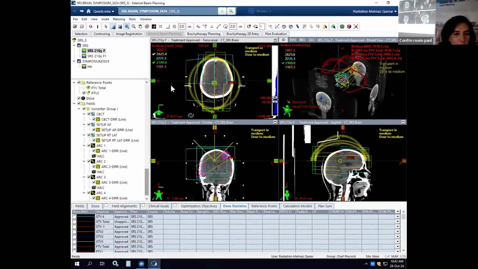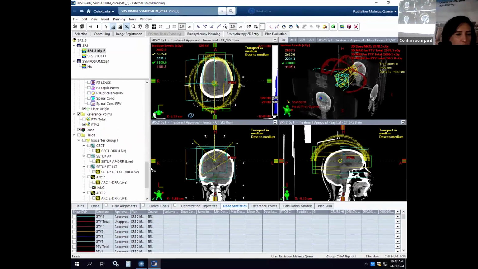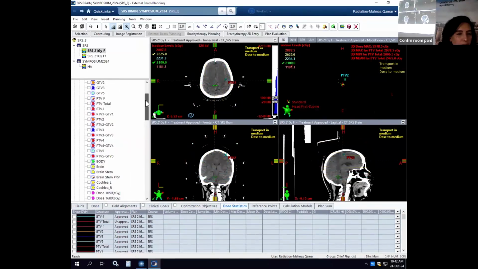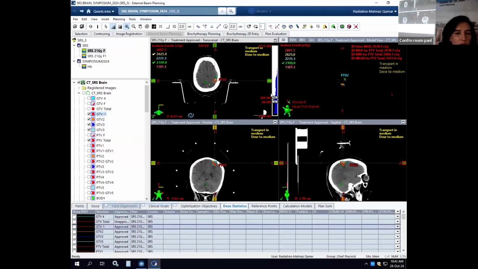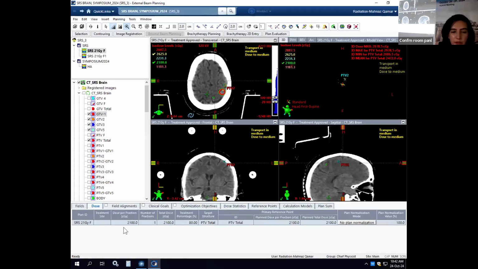So basically, in the interest of time, I'm going to rush a little bit. So we have these 4 standard arcs. And then we had 5 lesions. In this case, it's a single fraction, and based on the size of the lesions and the fact that it is a multi-MET treatment, our physician prescribed to deliver 21 gray in a single fraction, and this is the distribution.